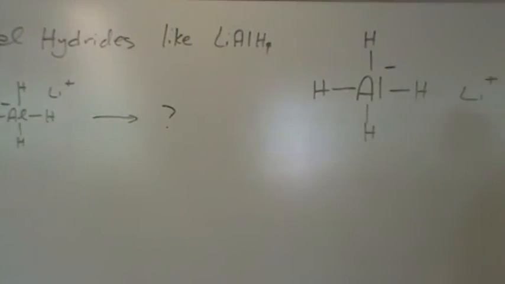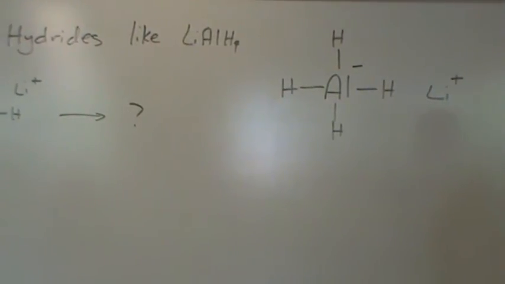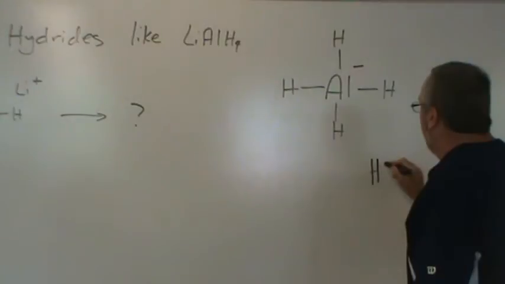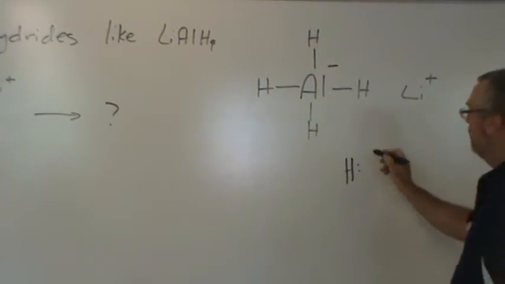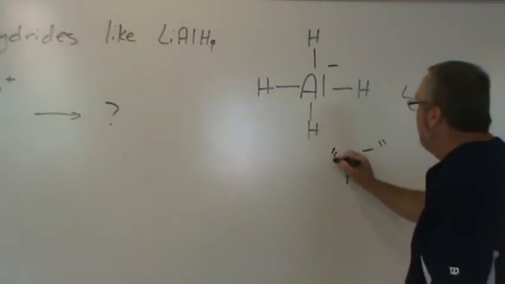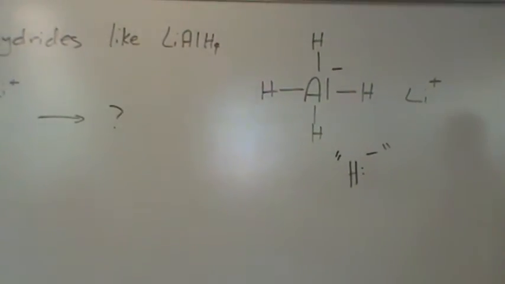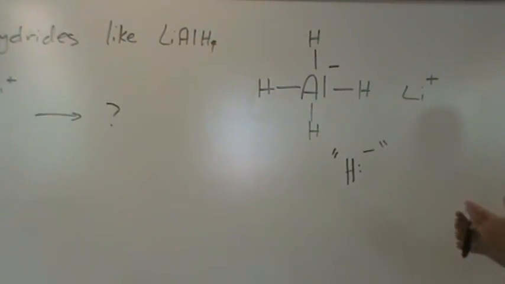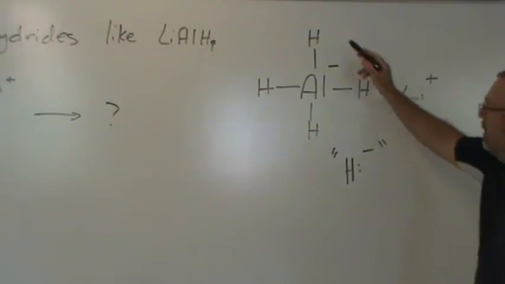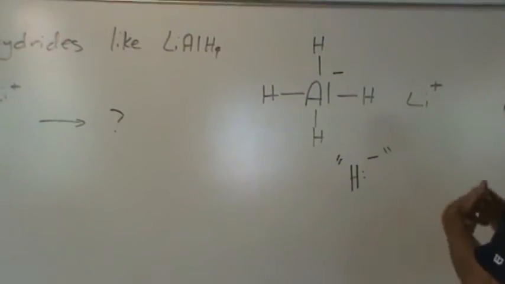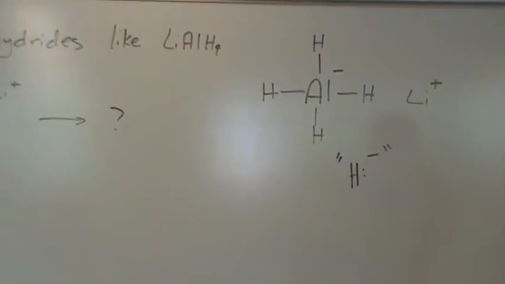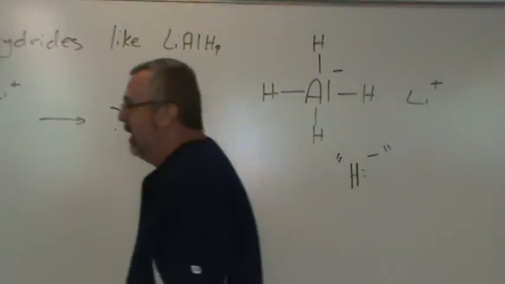You've seen it before. And I just want you to know that it is essentially a source of hydride. Hydride is a hydrogen with 2 electrons and a negative charge. Now, hydride never exists in solution as such, but it is delivered as hydride. And this aluminum hydride species right here is the one that will deliver hydride. So let's go ahead and look at the reaction and see how it works.